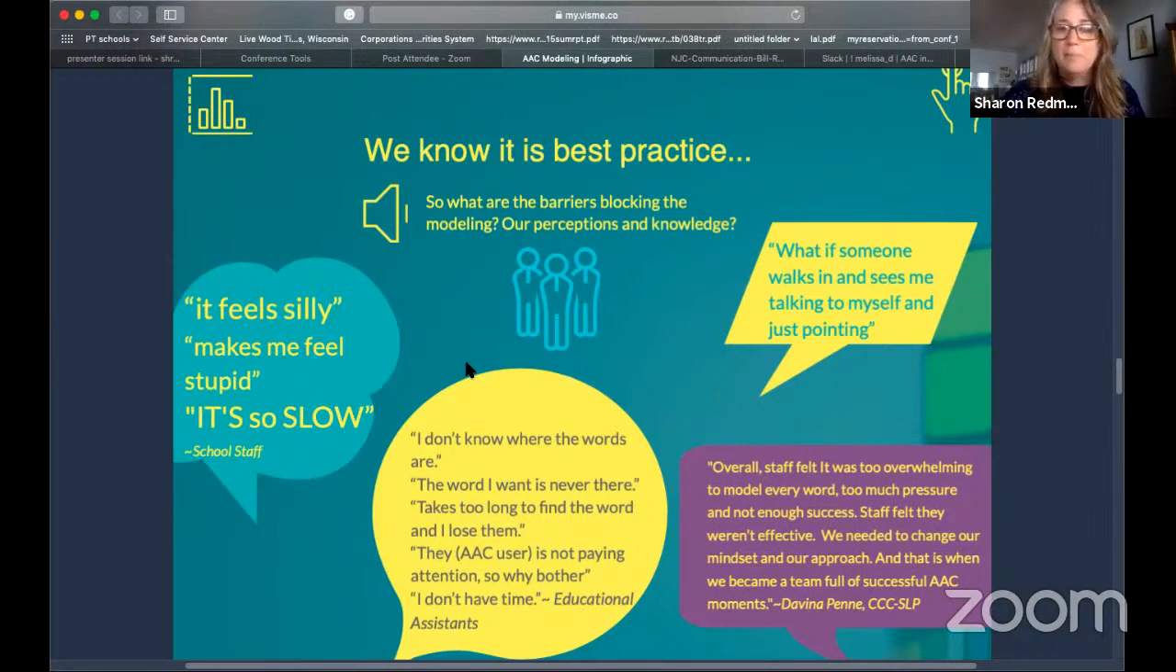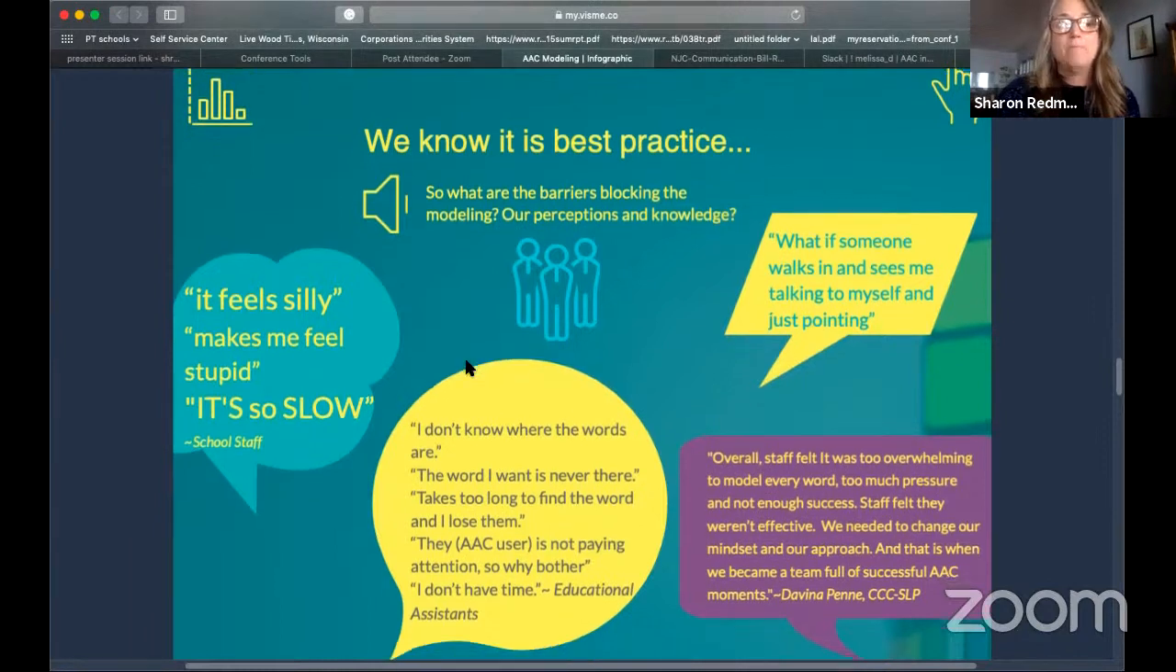One of my support staff, she's like, what if someone walks in and sees me talking to myself and I'm just pointing? And I'm like, then I would be ecstatic, right? So with the kids, they see their communication system being modeled. That is huge. So we need to be able to do that.